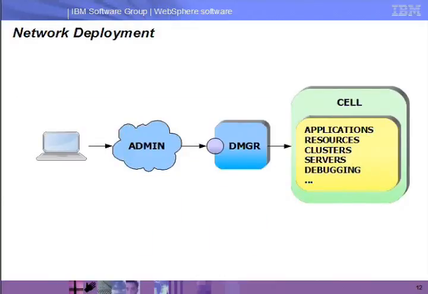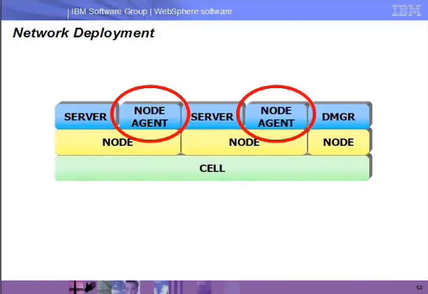Through the D Manager, you can administer resources, servers, applications, clusters, debugging, and so on. It is not an application server itself. Instead, it provides a secure and reliable means to administer the entire cell from a central location. Next, we have the Node Agent.